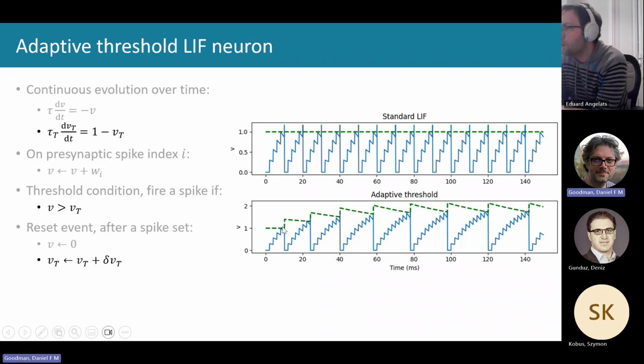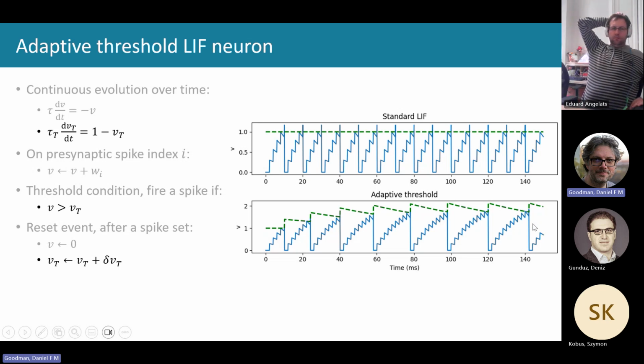And you can also see that depending on the parameters you put into this, eventually it might get to the point where you stop firing a spike for a little while because you just couldn't quite reach where the threshold had got to, for example. So you can implement quite a few of these behaviors with different parameters.